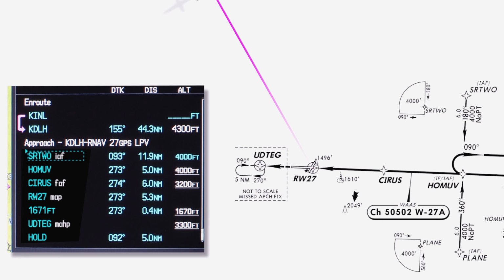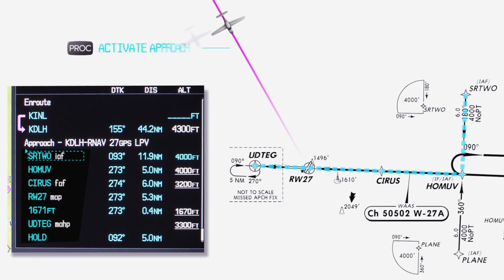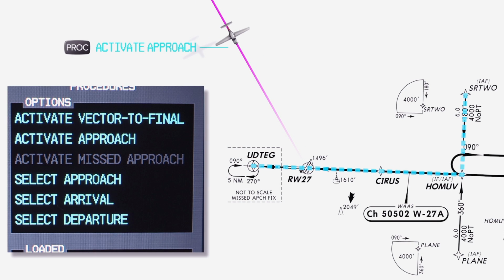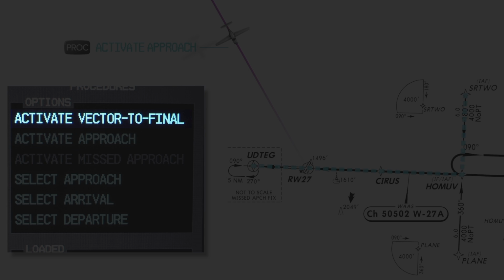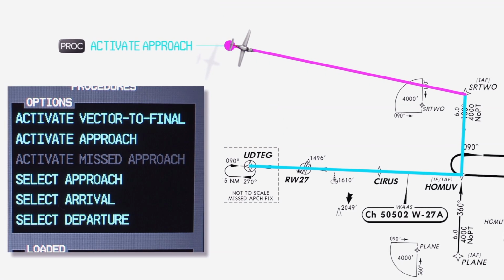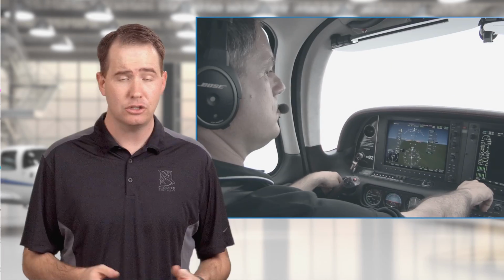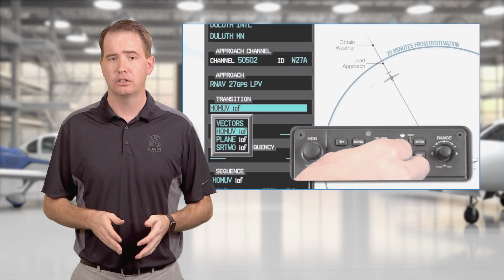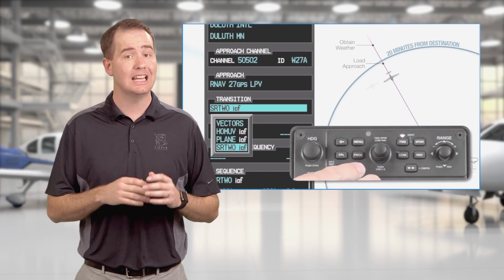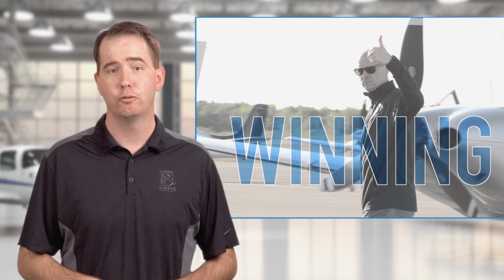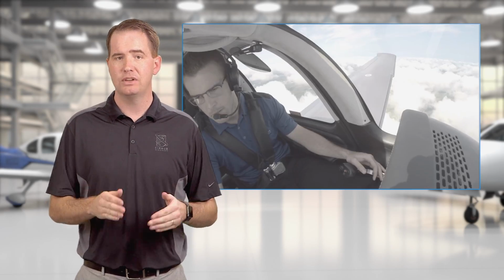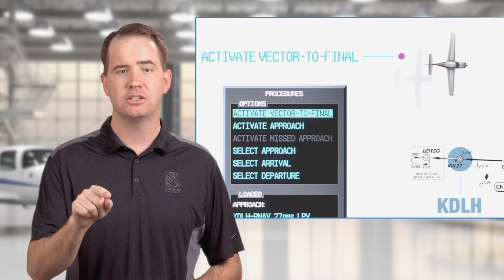With the approach loaded via your desired transition, press the Procedure button and select either Activate Approach or Activate Vectors to Final, whichever is appropriate per ATC instructions. And so there you go. Load the approach as soon as practical using the transition that best suits your intended flight path. Remember, this gets you that 2-for-1. And once ATC commits you to the initial approach fix, or once they've initiated those vectors to final, activate the approach.